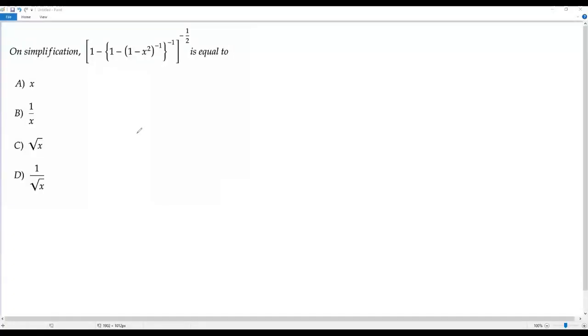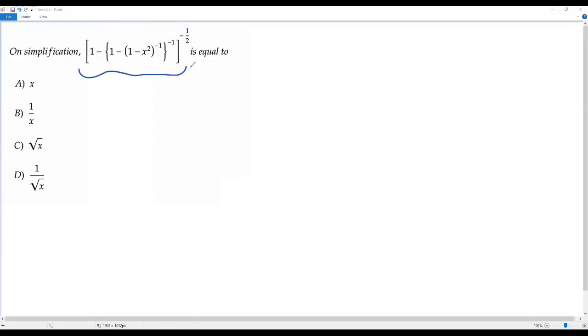Here we have a SAT math problem. Okay, let's go to the question. On simplification, the expression over here is equal to... So we have to simplify the given expression and find the choice that is equal to this one. In each answer choice, we have something that could be equal to this expression.